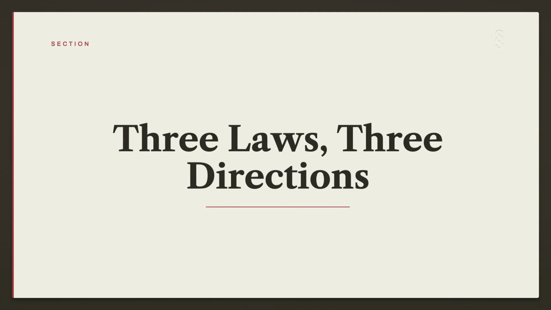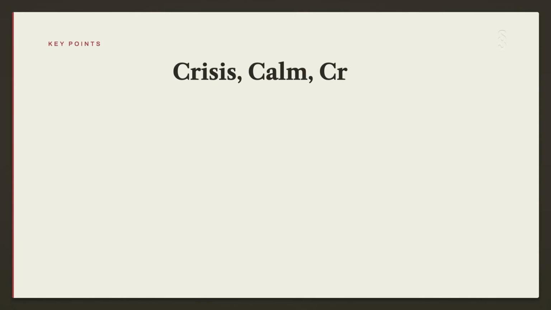3 laws, 3 directions, 77 years. Glass-Steagall built a wall in 1933. Graham Leach Bliley tore it down in 1999. And Dodd-Frank added guardrails in 2010 without rebuilding it. The pattern matters more than the sequence.